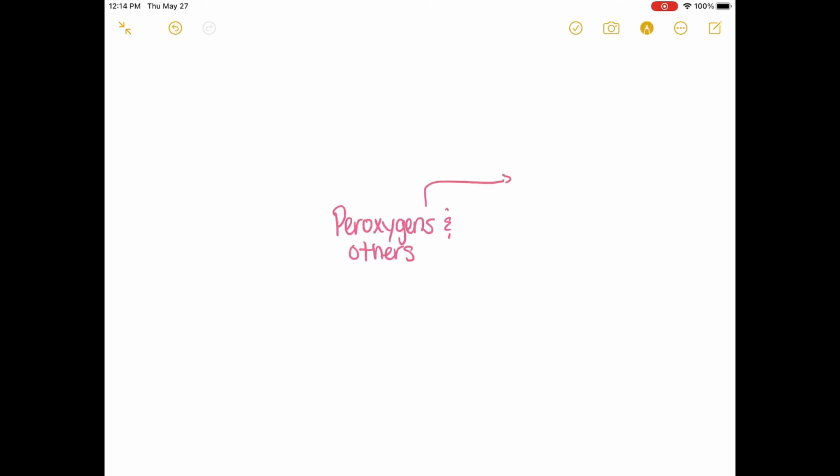Peroxygens and other forms of oxygen. Peroxygens are a group of oxidizing agents. Two examples are hydrogen peroxide and peracetic acid. Hydrogen peroxide is an antiseptic that is used on human wounds. The enzyme catalase, which is present in human cells, breaks down hydrogen peroxide into water and oxygen.